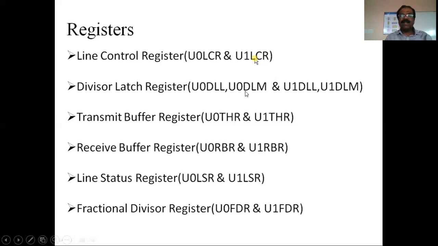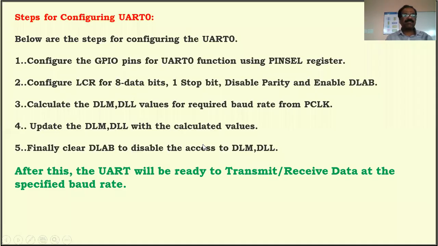The DLL and DLM are used to configure the speed of transmission or speed of reception. That's the purpose of using DLL and DLM. There'll be THR, we are using THR. Then I'm using the line status register. These are the registers I'm going to use according to my application. I'm going to explain step by step.